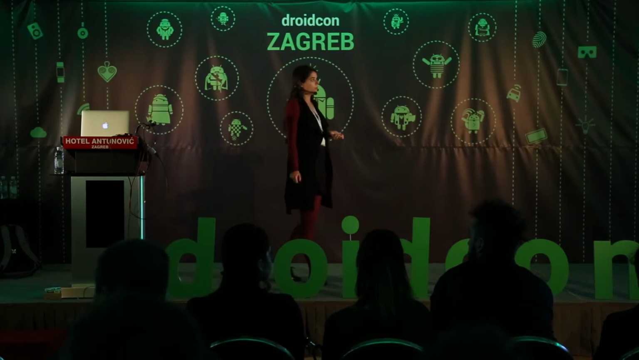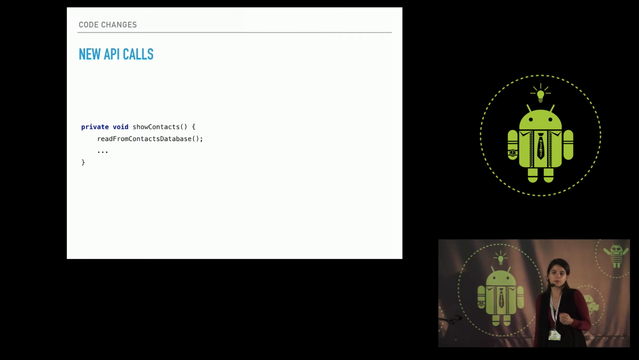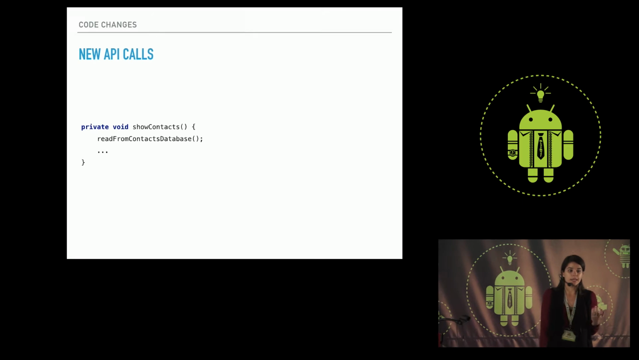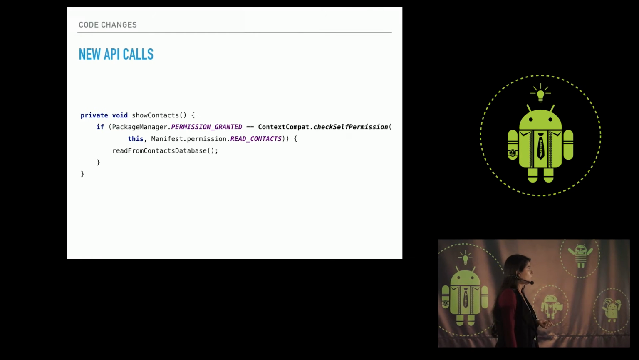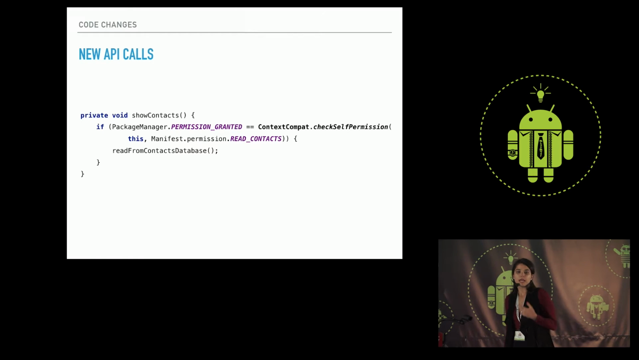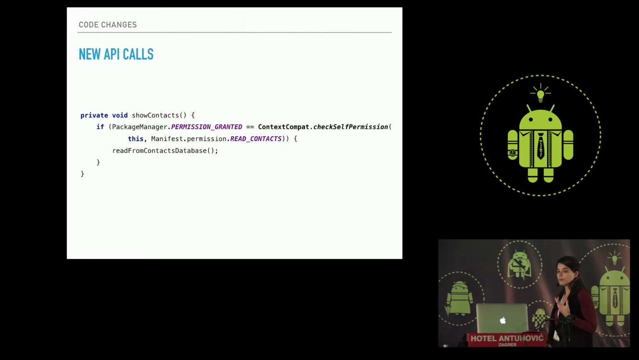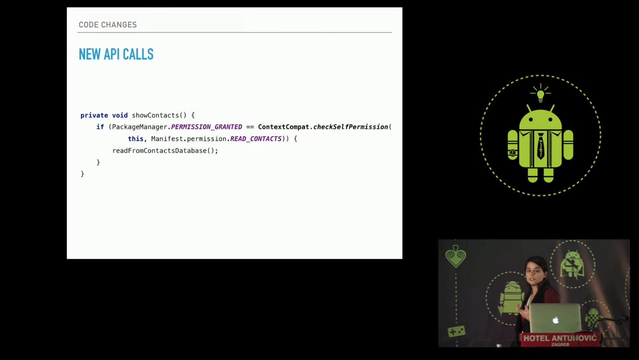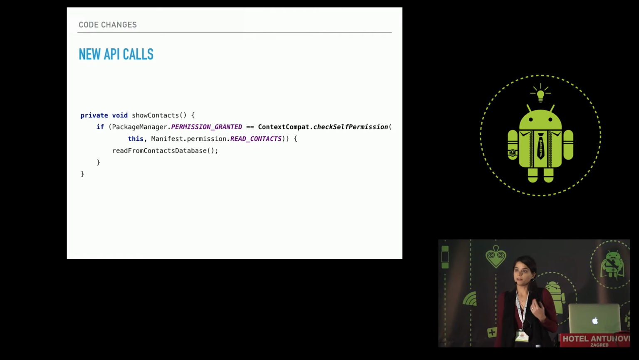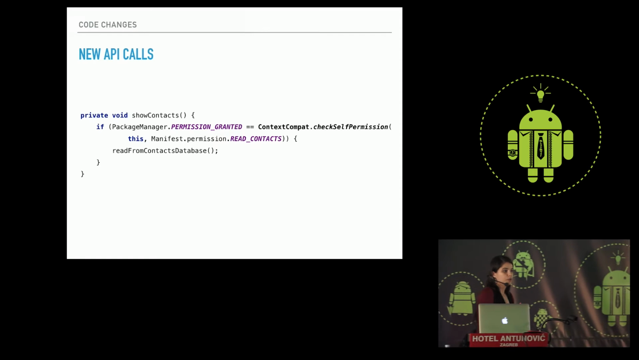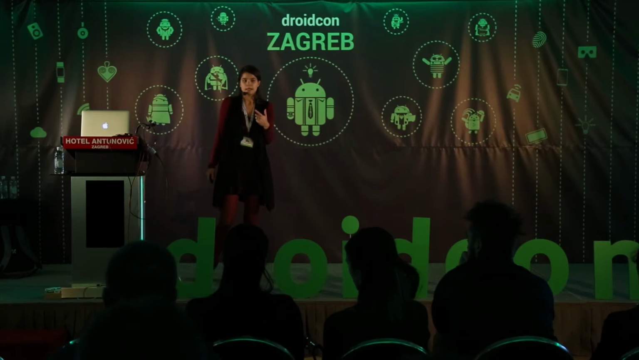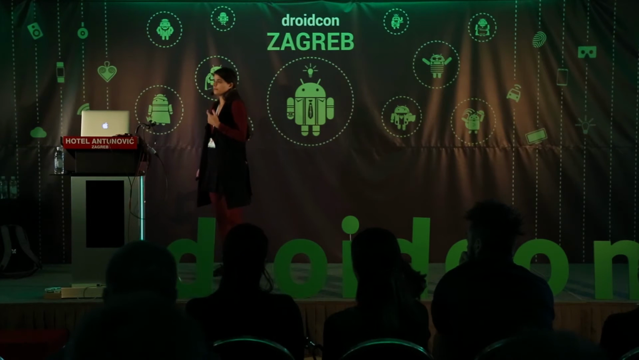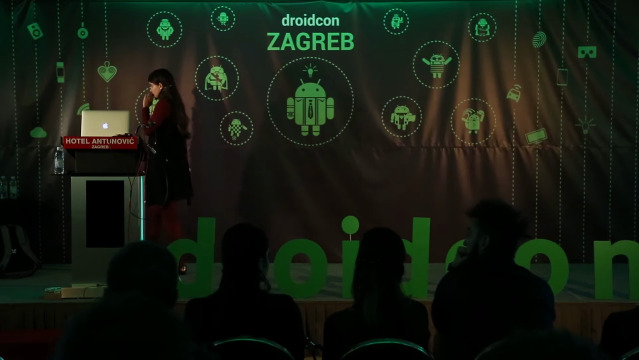Before Marshmallow, we had something like this in our code, some method which reads from the contacts database, and that operation is protected with a dangerous permission. In Marshmallow, now we have to check if we have the permission before we can call that method. There is a new API called checkSelfPermission, and I'm showing here methods from the support library. All the new APIs are present in the v4 and v13 support libraries.